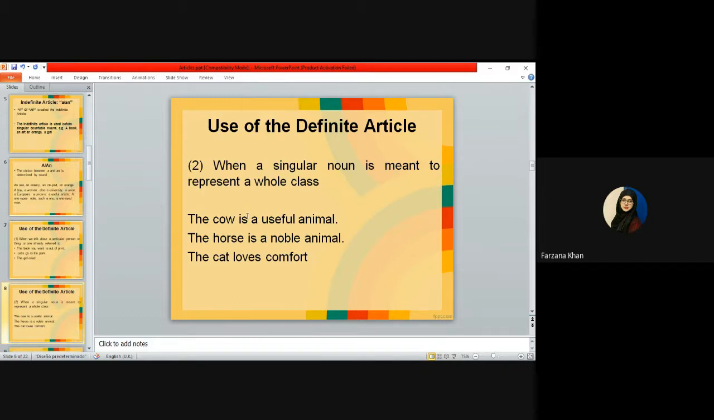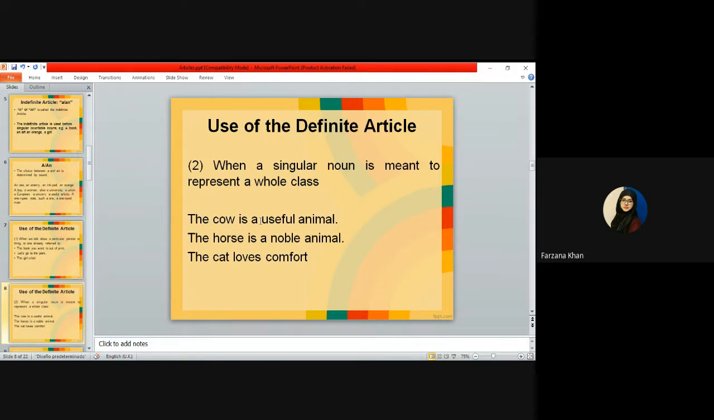So when you need to use a singular noun to represent the whole class, when you want to tell certain facts, certain truths about the whole class, then if you are using a singular noun, you can simply add the definite article to tell your reader, to tell your listener, that you are basically talking about the whole class of that thing.